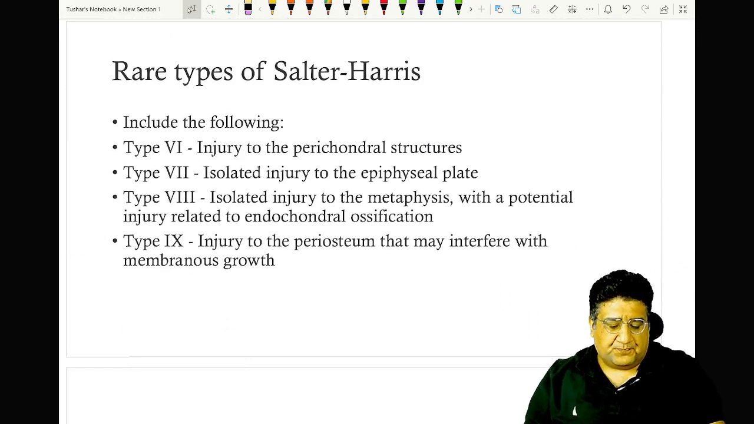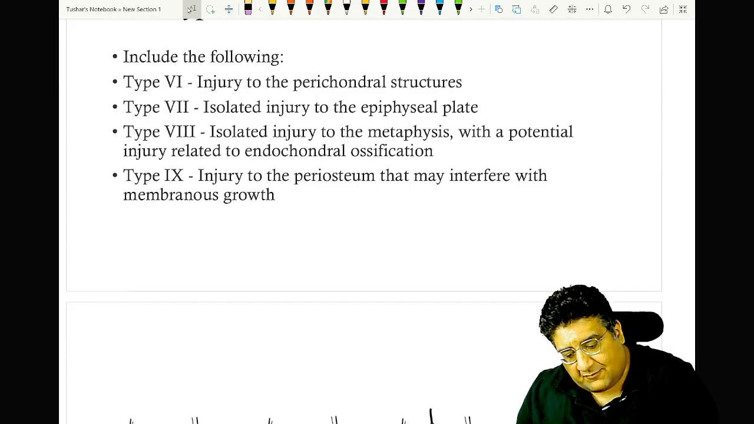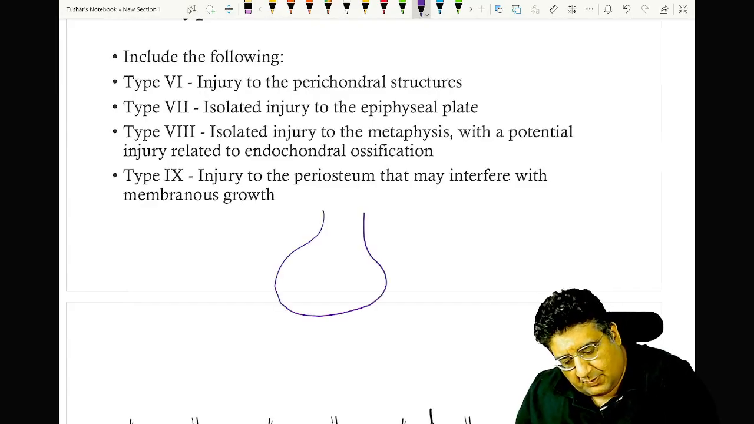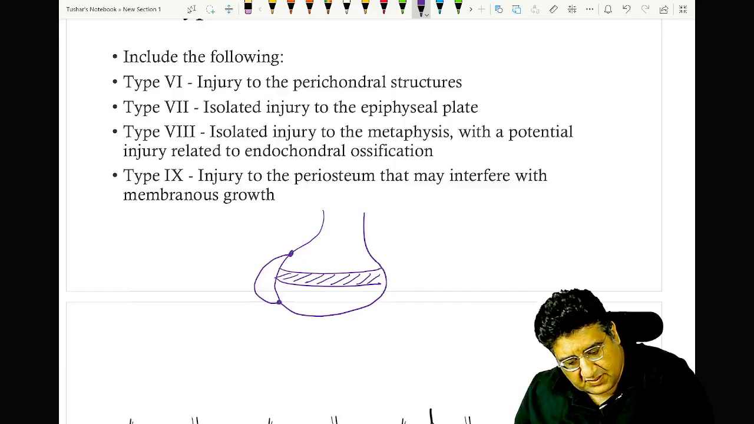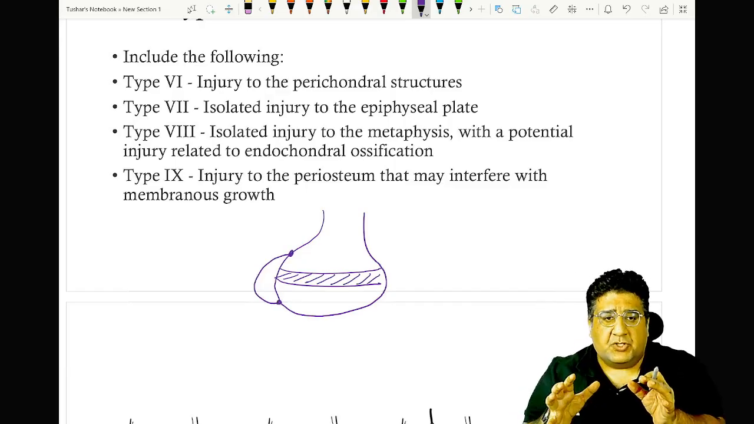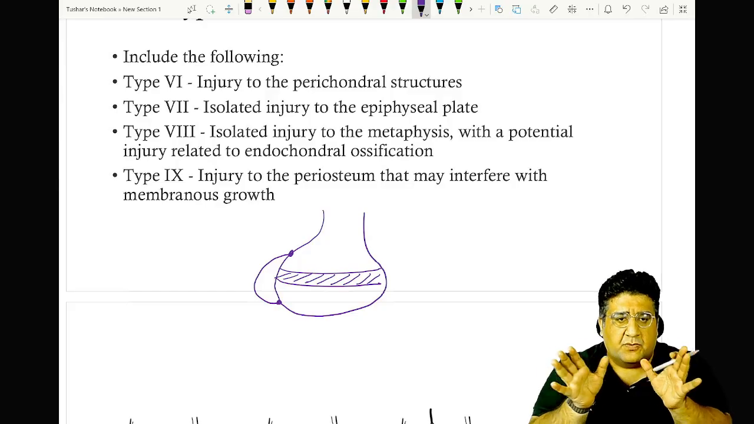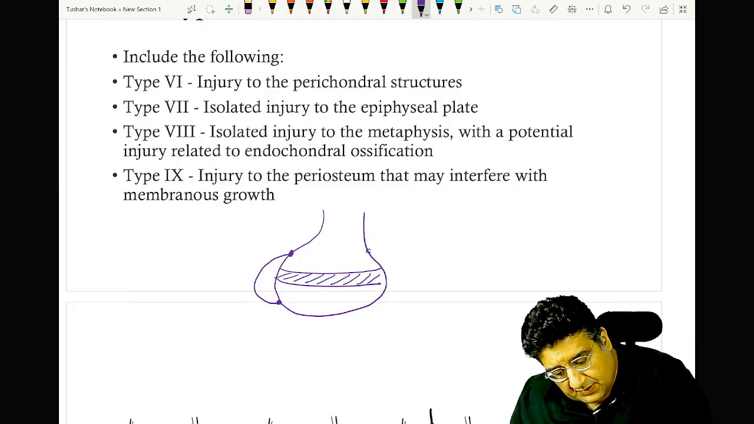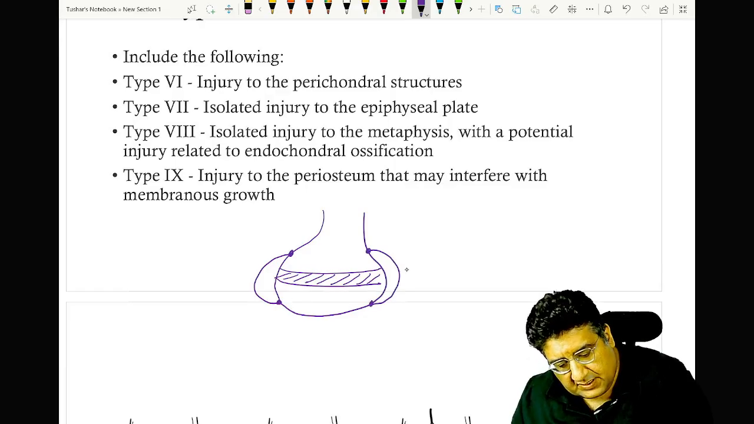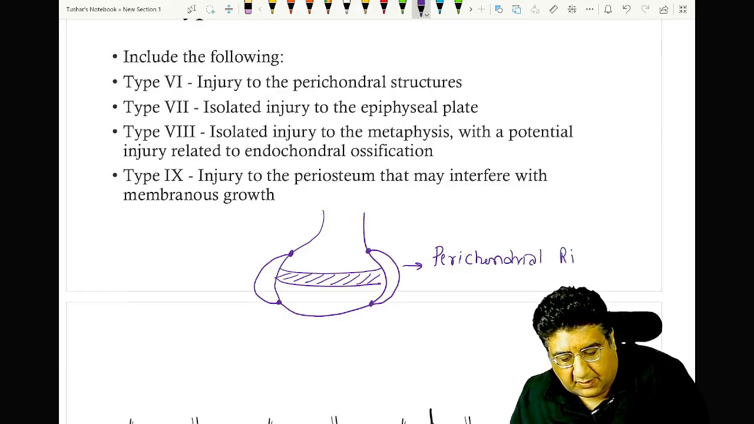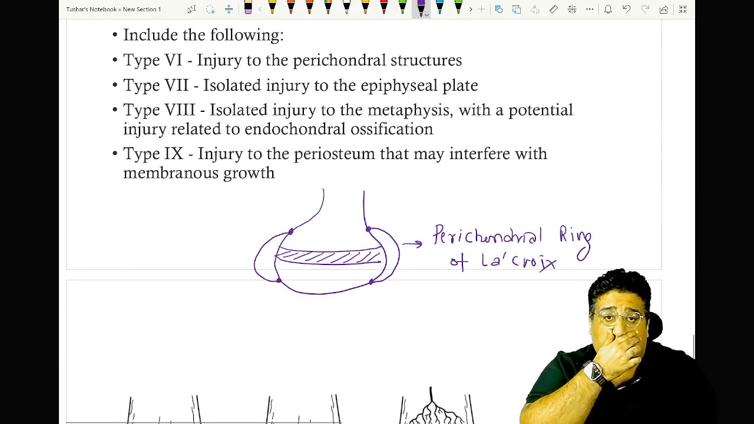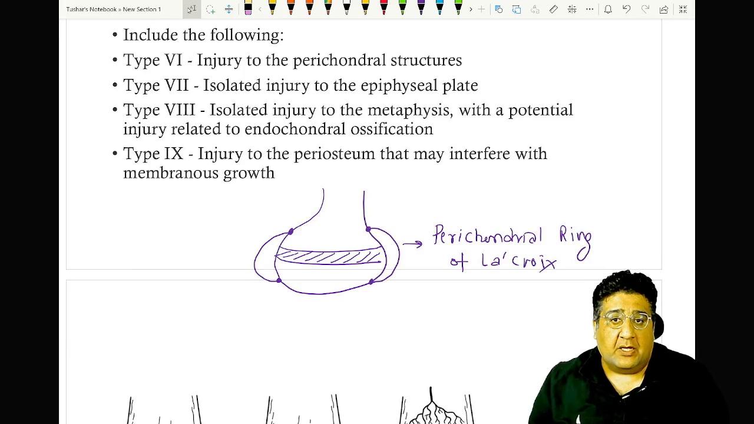What do you mean by this? So guys, listen to me very carefully. I have already told you about a structure like this. Now, there is a structure which connects metaphysis to epiphysis, bypassing the physis, which is ensuring that the physis does not grow excess horizontally. This structure, which is connecting on both the sides, is what is called the perichondrial ring of La Croix.